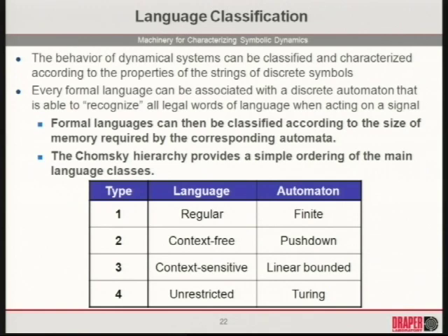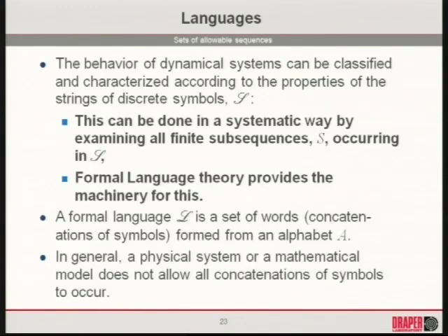The other thing that's very important is that for each language, there is an automaton that can recognize or accept that language. And as a matter of fact, that's how they classify the language. The way these languages are classified is how much memory each of these automata require to process the language.